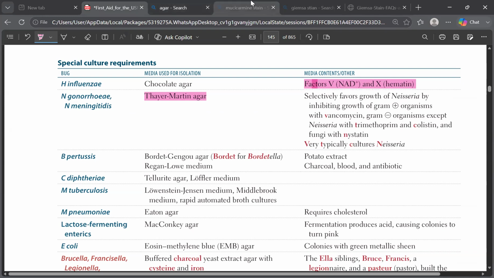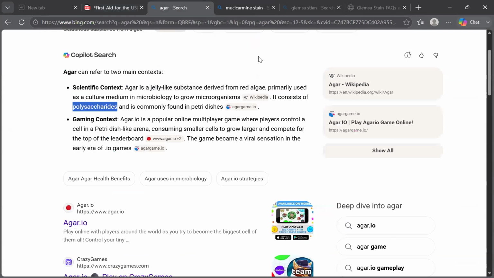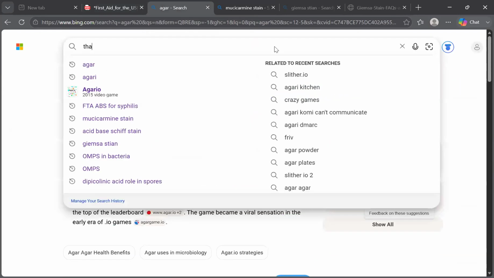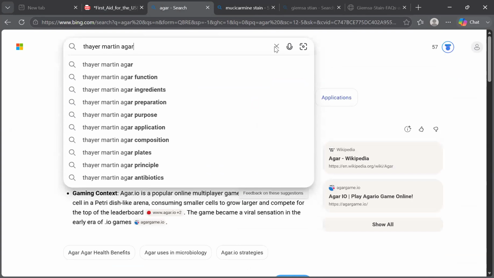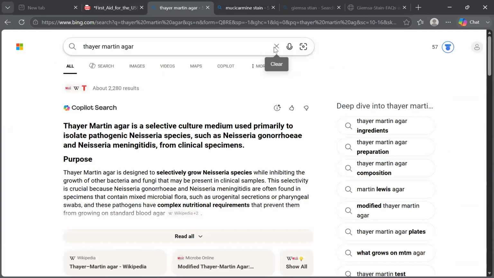Okay, so what is a Martin agar? This is my first time hearing about the Martin agar. It is a selective culture medium. It inhibits the growth of other bacteria and fungi that may be present in clinical samples. This selectivity is crucial because Neisseria are often found in specimens that contain mixed microbial flora, such as urogenital secretions or pharyngeal swabs, as these pathogens have complex nutritional requirements that prevent them from growing on standard blood agar. Okay, so I want to see an image.